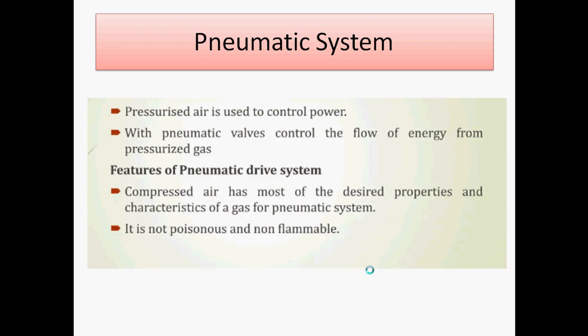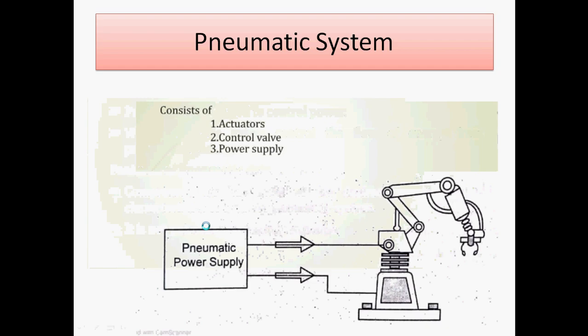So this is about the main pneumatic system. It is not poisonous and non-flammable. That is why compressed air can be utilized anywhere. In food industries, and in industries where flames are present, we can use pneumatic systems in most cases.